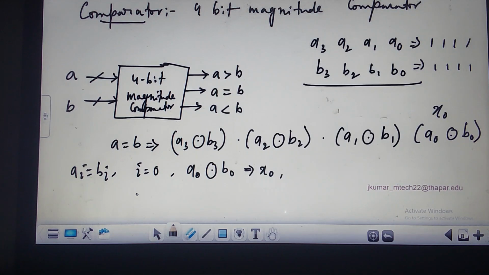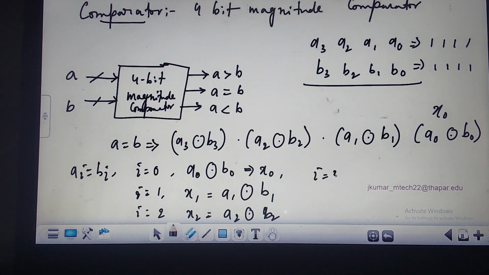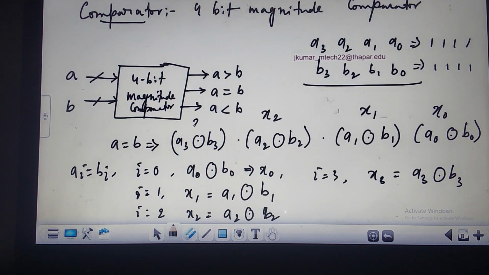Similarly, if i is equal to 1, this is X1, which is A1 XNOR B1. Again, i is equal to 2 means X2 is A2 XNOR B2. I is equal to 3 means X3 is A3 XNOR B3. Therefore, the final A is equal to B expression I can write is X3 AND X2 AND X1 AND X0.